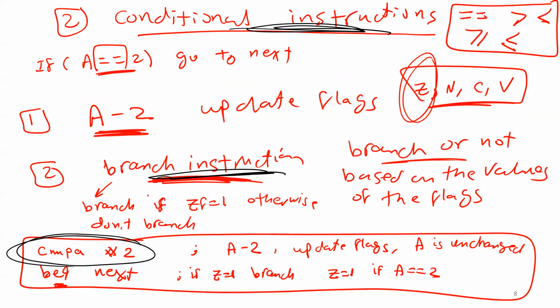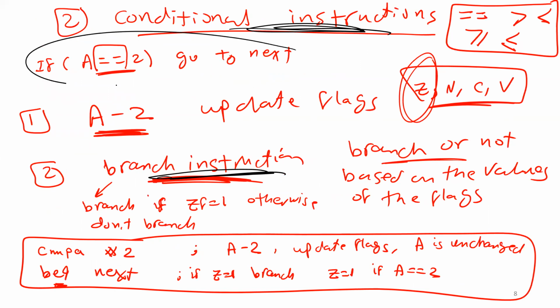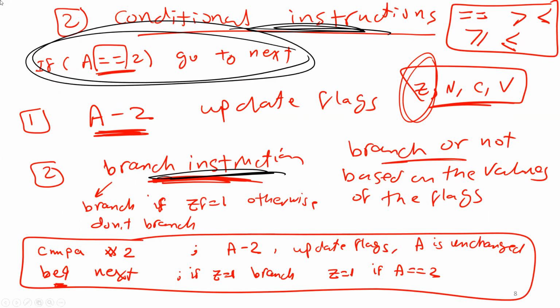So that's why, if I want to do a logic like this one, look how I made it. I'm going to compare A to 2. This is going to subtract 2 from A and update the flags, and it is not going to change A. It's not going to store the result anywhere. The purpose of this instruction is just to update the flags, right?